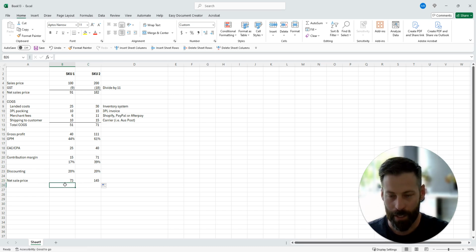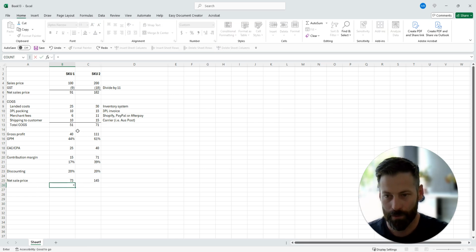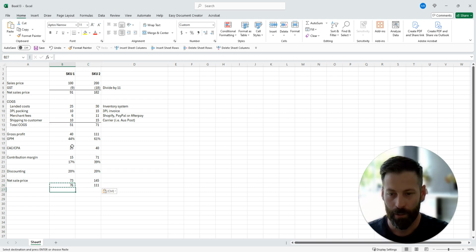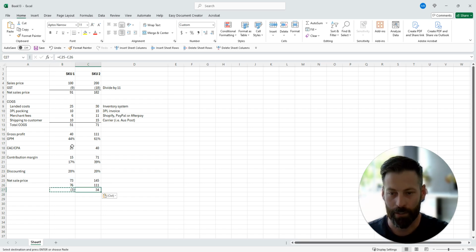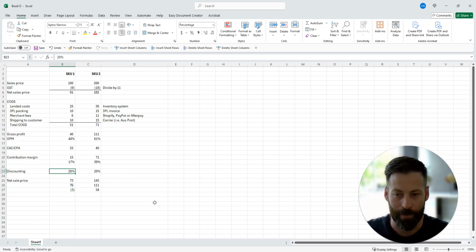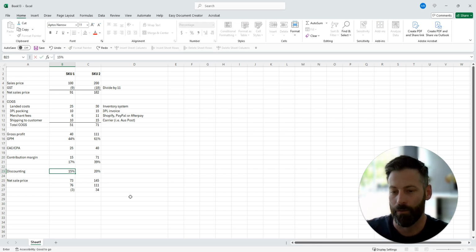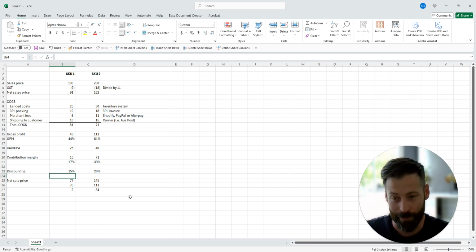If we then go and take off our COGS and our cost per acquisition, we then understand that by discounting this product by 20%, we're actually going to lose money. So we don't have the capacity to offer a 20% discount. If we offered a 15% discount, then we've got a very small profit.